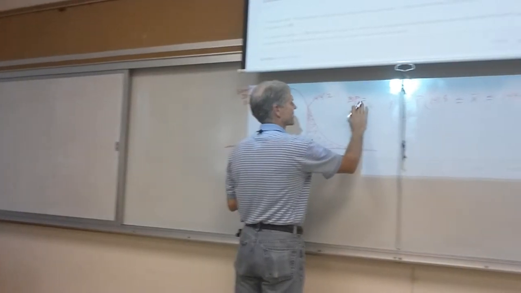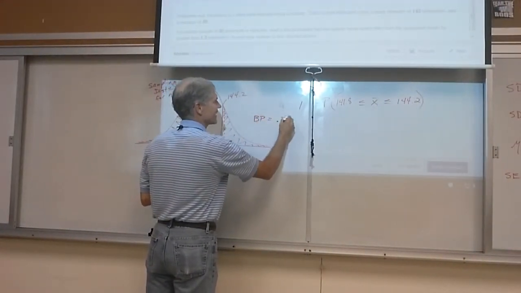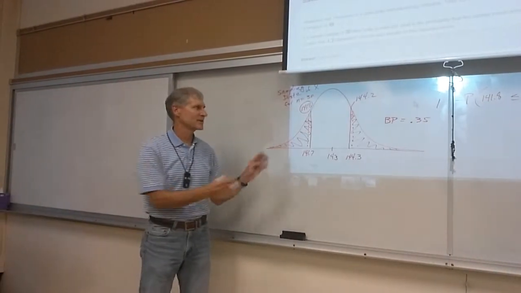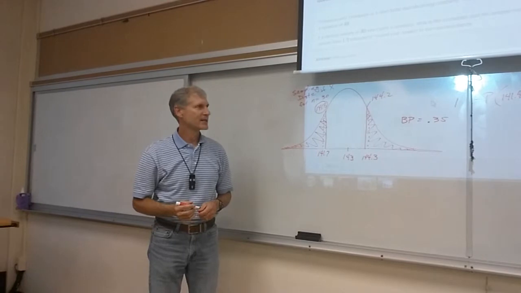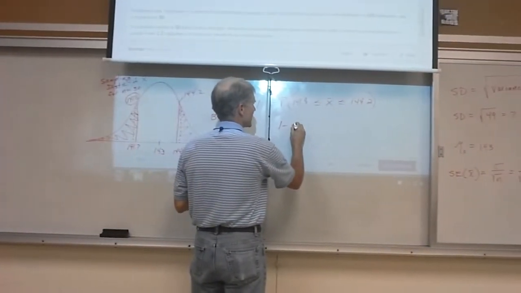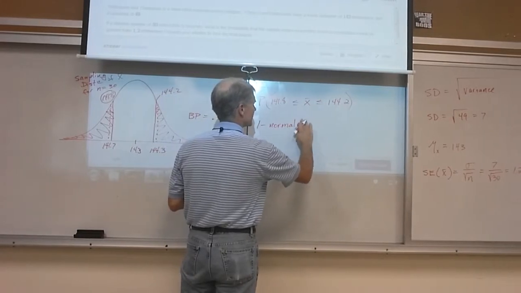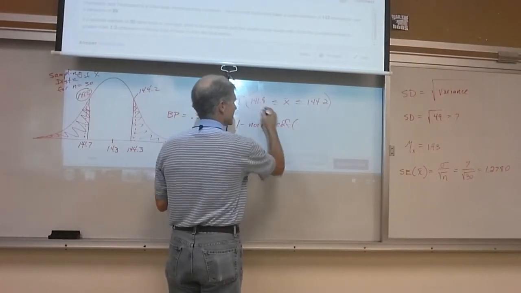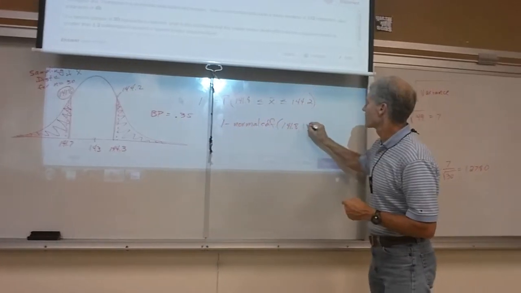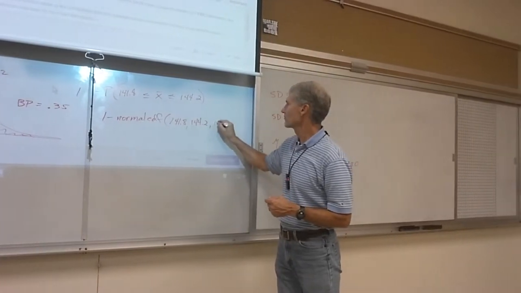Now, what's my ballpark estimate now? 0.35. If we thought it was about 0.65 in between, then 0.35 would be what the tails are. Right? So you can do it in your calculator any of those 3 ways. I'll write it up here this way. 1 minus normal CDF from 141.8 to 144.2. Mean 143.